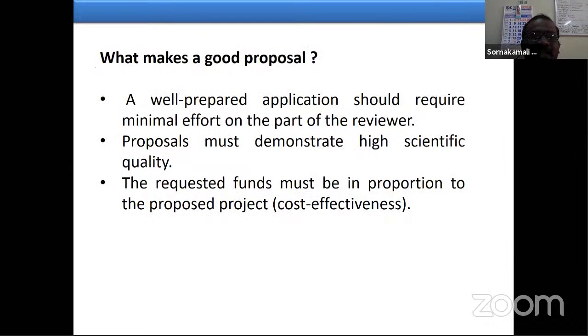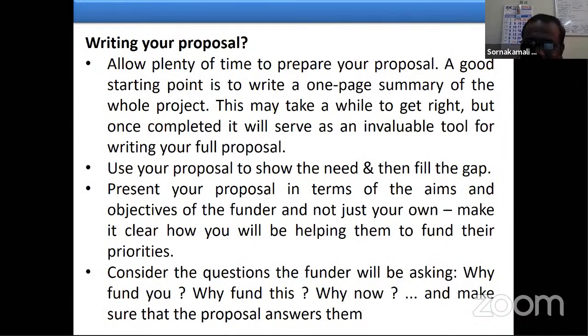Okay. What makes a good proposal? A well-prepared application always involves less time for the reviewer to review the entire proposal. The proposal must demonstrate high scientific quality. Okay. Then always we have to make a cost-effective budget. That means the requested fund must be proportionate to the proposed project. So for simple work, we cannot claim 50 lakhs or 25 lakhs. Accordingly, we have to demand funds from the funding agency. So how to write a proposal? Allow plenty of time to prepare your proposal.